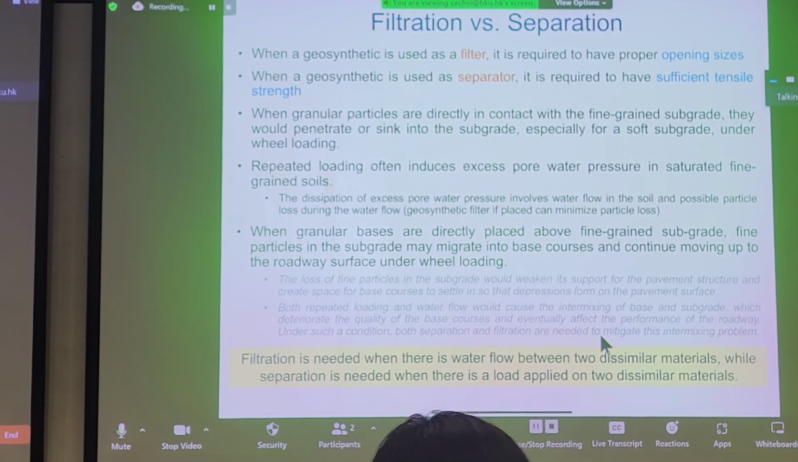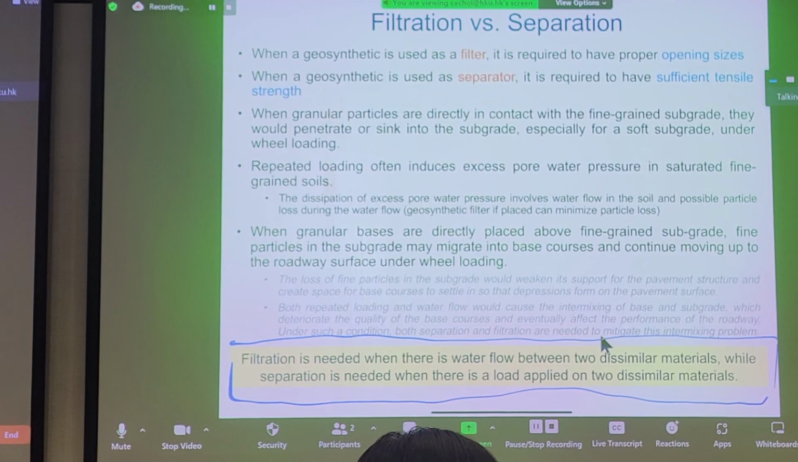Regarding other aspects, when subjected to cyclic loading, you also generate excess pore pressures. If you generate excess pore pressures, you get a head difference. If you have head difference, then you get seepage, right? So all of these things need to be considered. But in essence, if you look at this yellow box at the bottom, the difference between filtration and separation is that if there's water flow between two layers, then you're looking at designing a filter. And if there are dissimilar materials subjected to different loads, you want something to separate. And then you can take a look at all these fine details on your own accord.